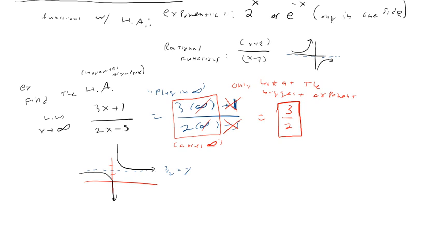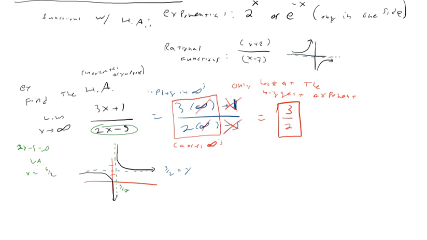The vertical asymptote, where is that going to be? Remember, the vertical asymptote is the bottom. That's going to be 5 over 2, because that would make it 0. If you said 2x minus 5 equals 0, imagine solving that. Add the 5 to both sides, divide by 2, you get 5 halves for a vertical asymptote. The vertical asymptote stays the same, it's just the bottom part.